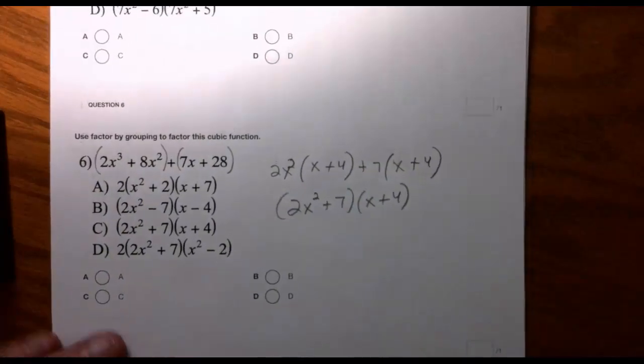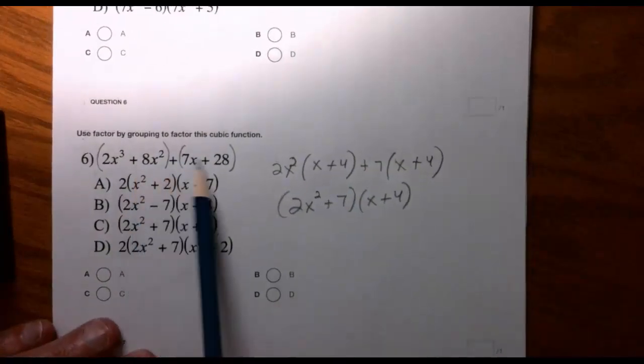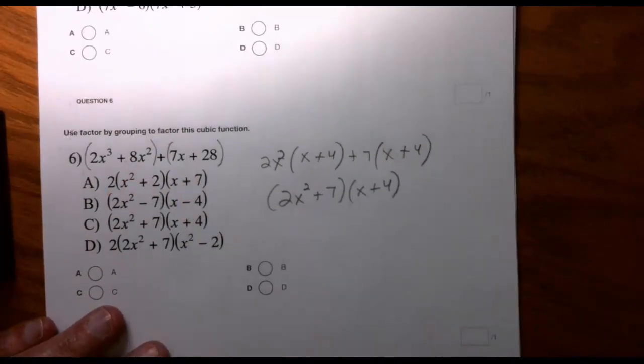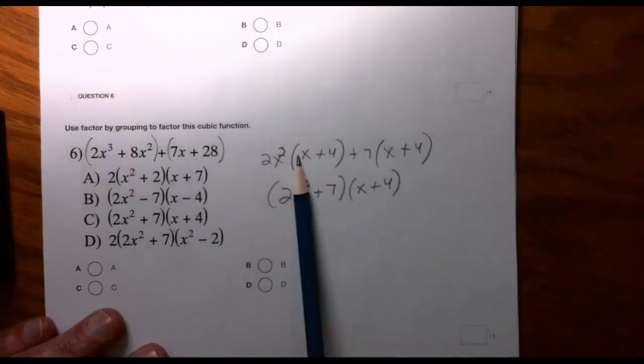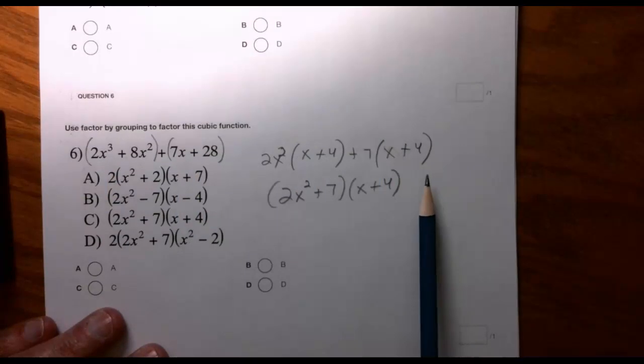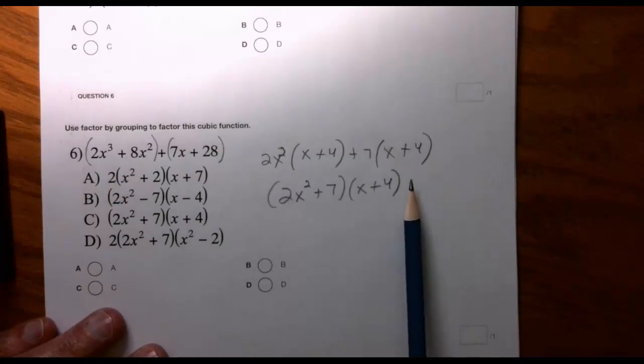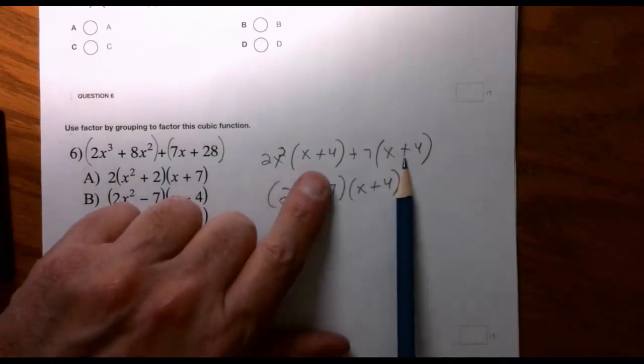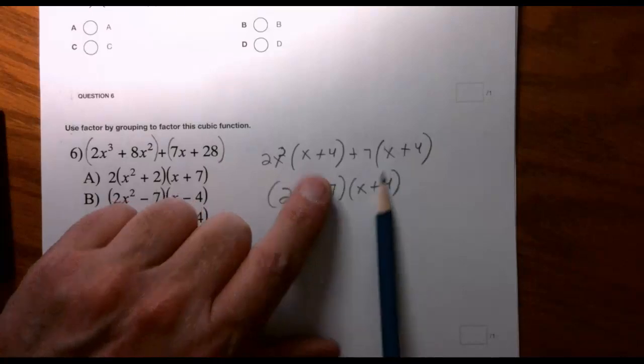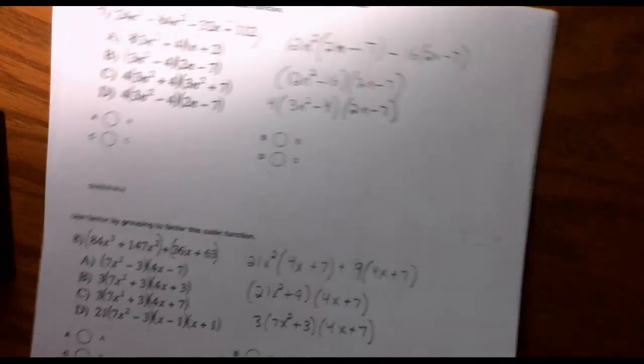All right, number 6. 2 binomials. Factor the first binomial. Factor the second binomial. What happens is you get a common binomial right here. Take it out. All right, number 7.